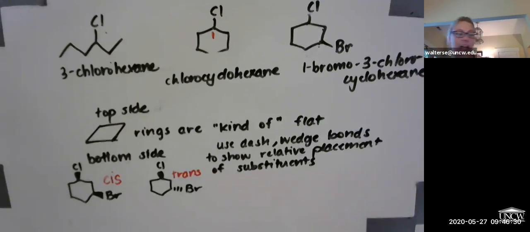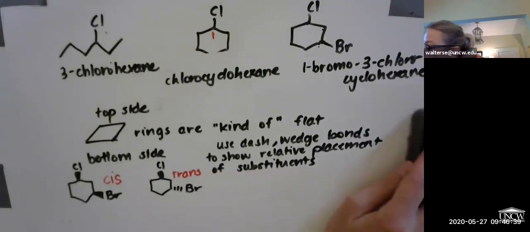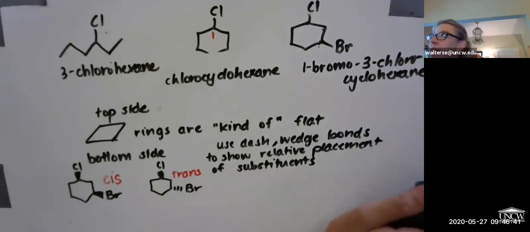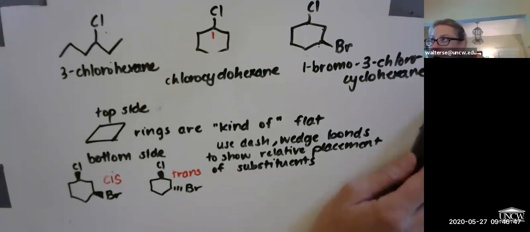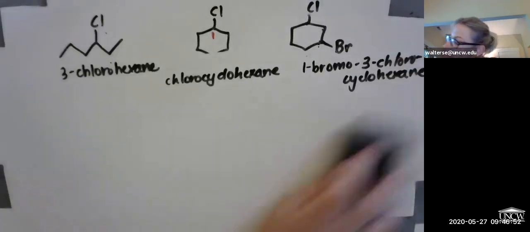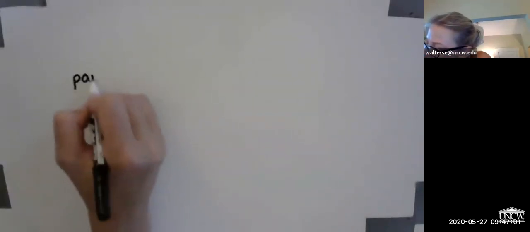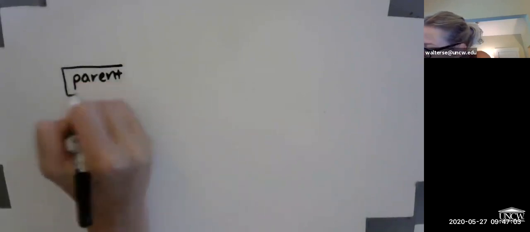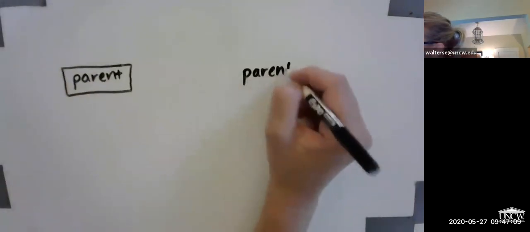Okay, the next two slides are about some different names that have stuck around through the literature of branched groups off of parent chains. So I'm going to draw the parent just as a box, and then I'm going to have a parent over here as a box.